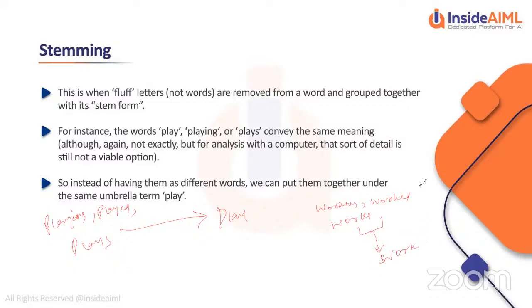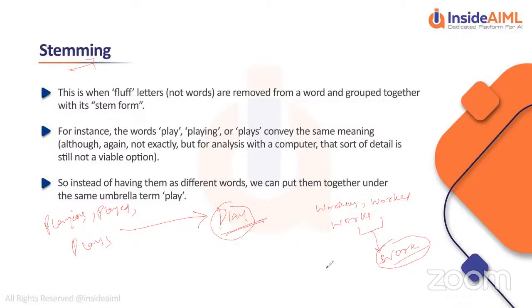The computer, the machine learning, or the NLP is concerned with the stem words only. It doesn't consider these things: playing, played, plays, working, worked, works. It is concerned with the last thing only, that is stem words. So how can we get the stem words? By the help of this stemming.